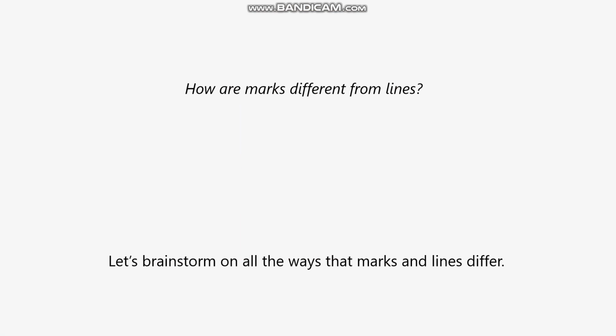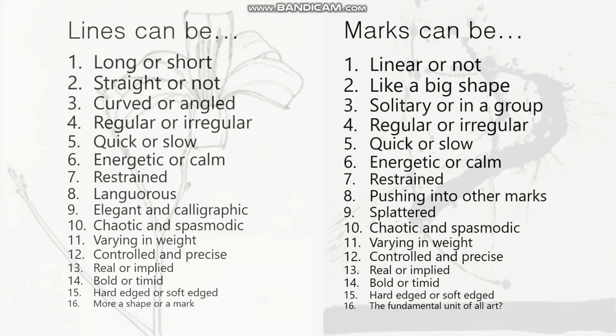I think the fundamental difference is that lines, by their nature, have to be linear. They have to have a sense of a starting point and an end point, whereas marks can be linear, but they can be so short that they don't have much of a sense of a beginning and an end. They can be simply a mark that is directly applied. The simplest form would be a dot type mark. So let's talk about that a little bit more.